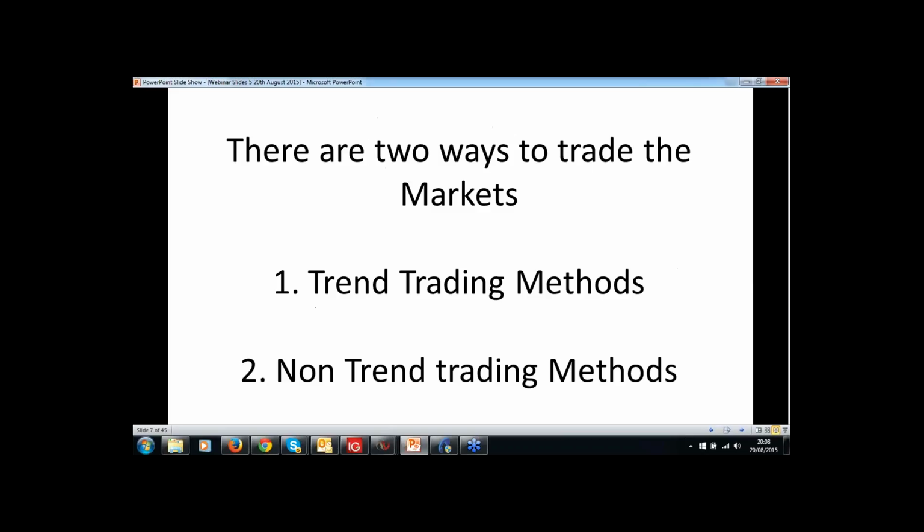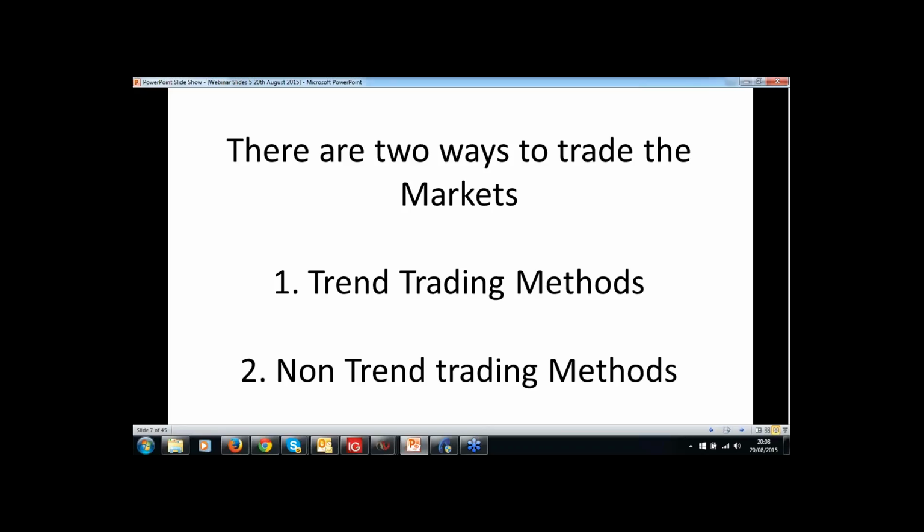Now, as far as trading is concerned, there are two ways to trade the markets. There are trend trading methods and there are non-trend trading methods. Now, what are non-trend trading methods? Well, non-trend trading methods are something probably that we have been taught from a very young age, and that is to buy something cheap and to sell it high. Now, the problem with doing non-trend trading methods when you're financial trading is that you're inclined to try to pick tops and pick bottoms.